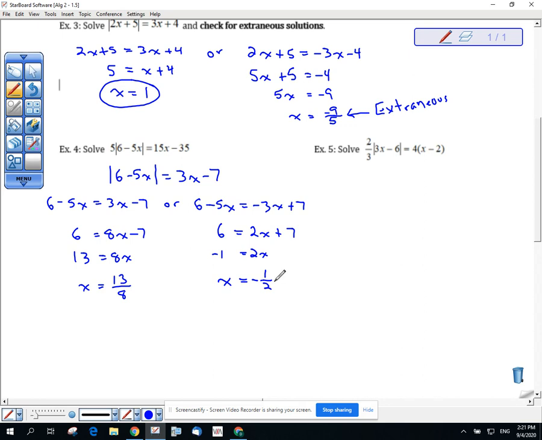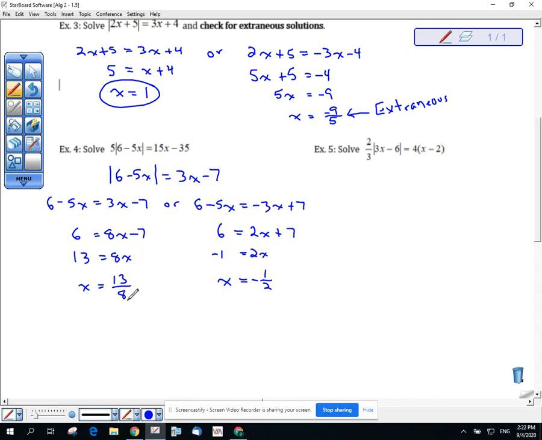Now, it's very important that I say this now, that you do need to check this back into the equation that has the absolute value in it. Okay? 13 eighths is the solution to this equation right here. Negative 1/2 is the solution to this right here. You need to check it back at least this far, if not into the original equation. If you want to just keep it as one simple rule, check it back into the original. Technically, you could check it here too. It is the case that extraneous solutions can pop up when we consider the two cases.